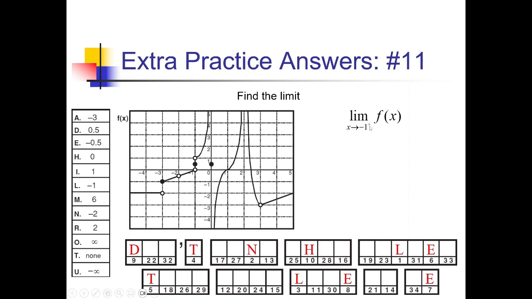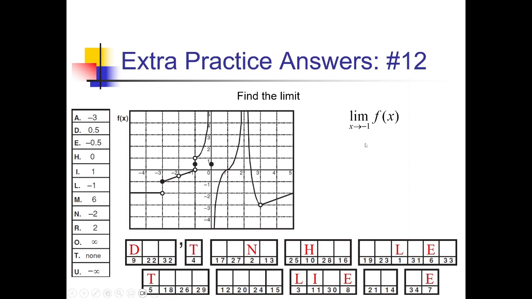Now we're doing -1 from the right side. So here's -1 coming from the right side. It looks like we're approaching the y value +1. And 1 corresponds with I, so we have 11 being I.